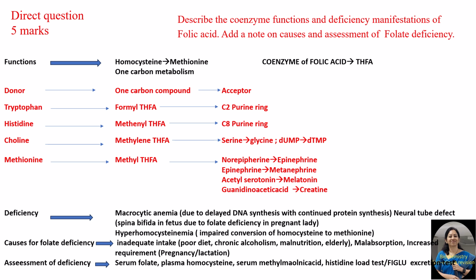Assessment of deficiency can be done by estimation of folic acid in blood serum, estimation of homocysteine in plasma, estimation of methylmalonic acid in serum and blood, and the histidine load test or FIGLU excretion. In deficiency, a large amount of formiminoglutamic acid is excreted in urine. So this is one of the classical tests for assessment of folic acid deficiency.